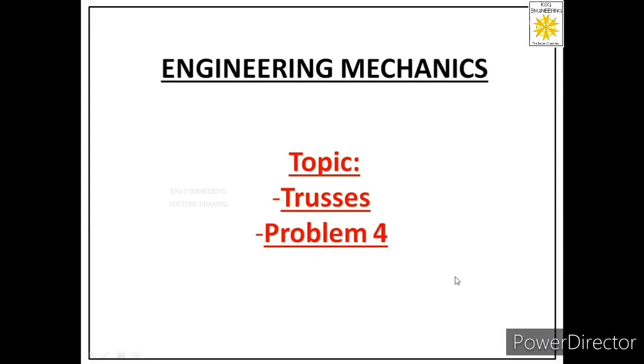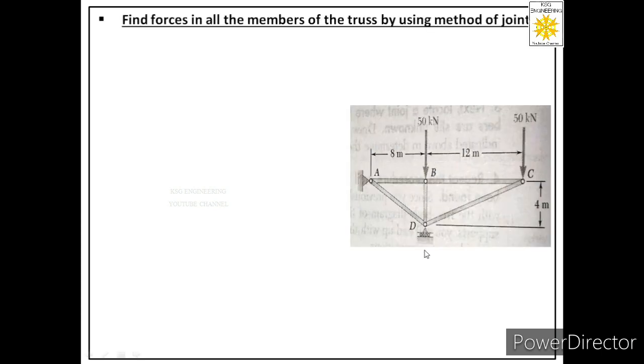Welcome students. Today we will solve the fourth problem on trusses, and we will solve this problem with the method of joints. So let us start today's lecture. We are given one truss over here and we are asked to find forces in all the members of this truss by using the method of joints.